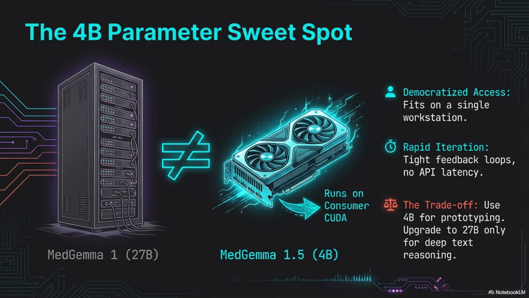Okay, so that smaller, more accessible size is paired with some significant feature upgrades. We're talking about direct support for those complex data types we mentioned earlier. CT and MRI volumes, whole slide pathology, WSI, and much stronger longitudinal comparison capabilities for things like chest X-rays.